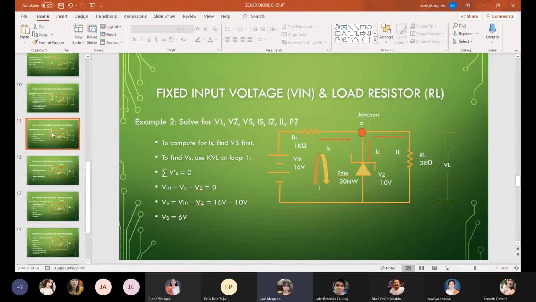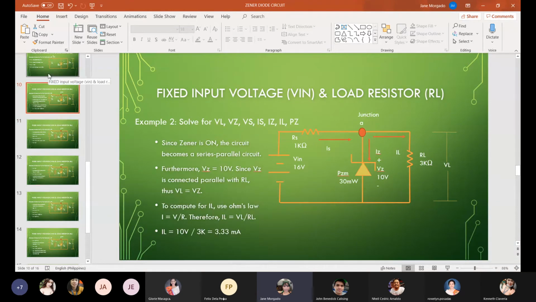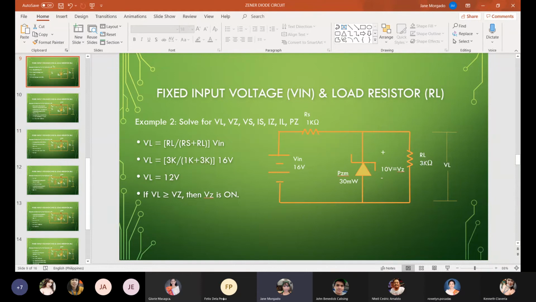But then for number 2, here comes number 2. Take note, binago natin yung value ni RL. So the RL now becomes 3K. Basically, same circuit, ang nagbago lang is the value of RL, di ba? So, with RL equal to 3K, we don't know yet if Zener is on or off. Okay? So, that's why nag-test tayo using voltage divider principle.